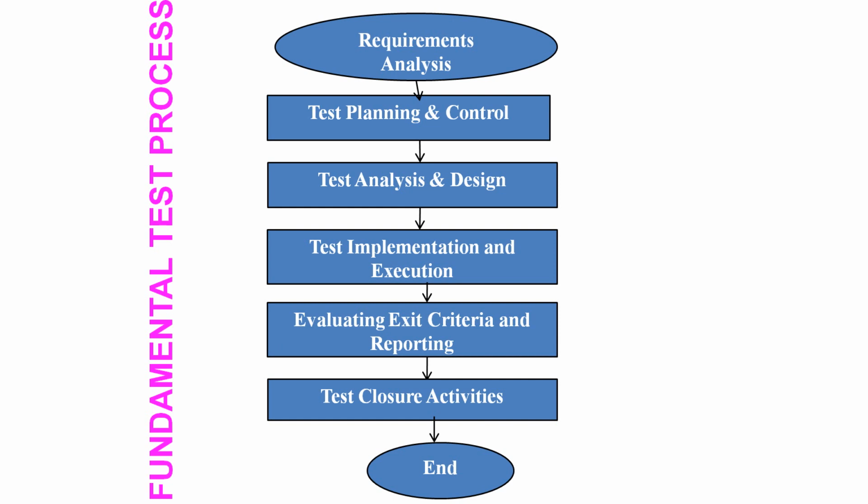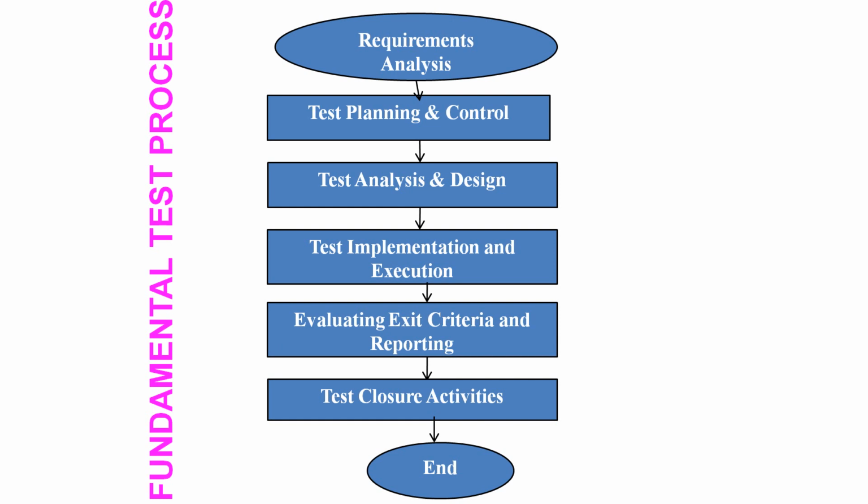Each and every stage has different objectives and different tasks. So now we will discuss each and every stage. The first is requirements analysis, then test planning and control, test analysis and design, test implementation and execution, evaluating exit criteria and reporting, and test closure activities. So this diagram represents the fundamental test process.